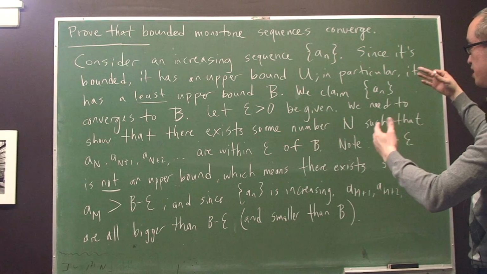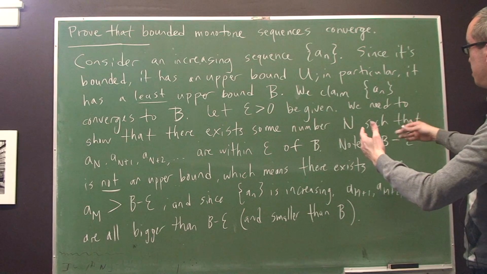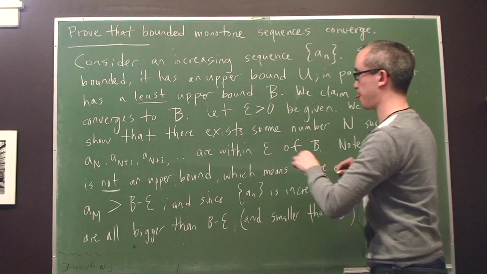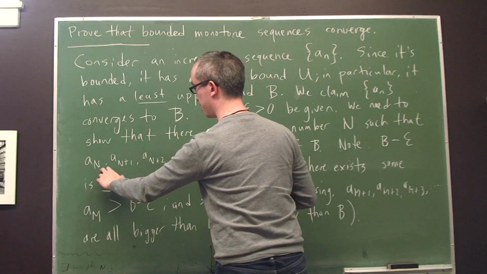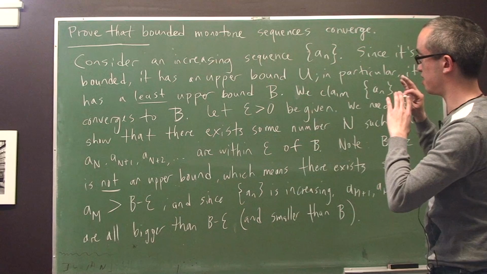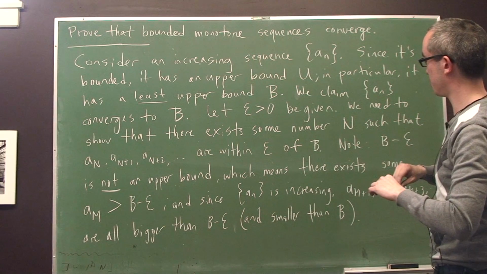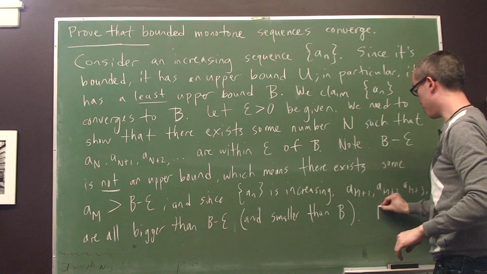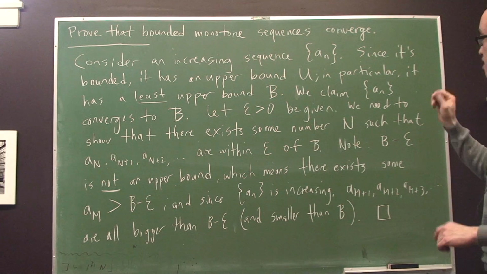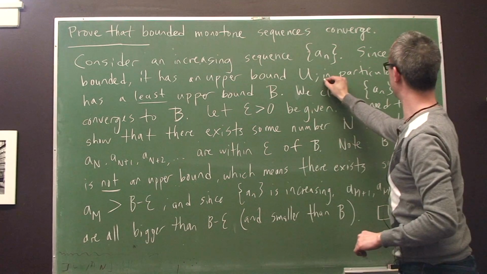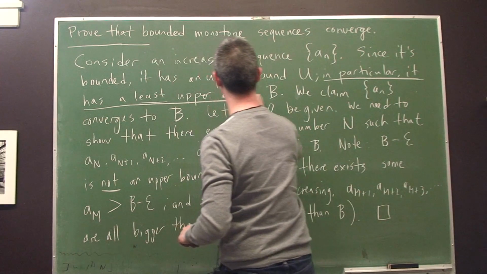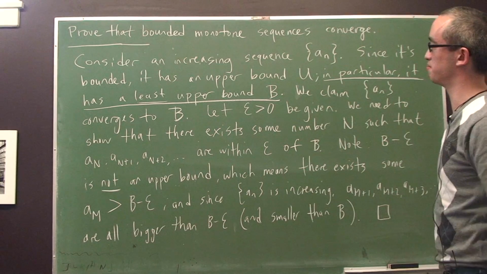So what that tells us is that there does exist a number such that A sub that number and all subsequent terms in the sequence are within epsilon of b. And that concludes the proof. Now, I'll point out, maybe just in passing, that the most conceptually odd part of this is maybe this line here. In particular, it has a least upper bound b. That's not always true, but in this setting it is.